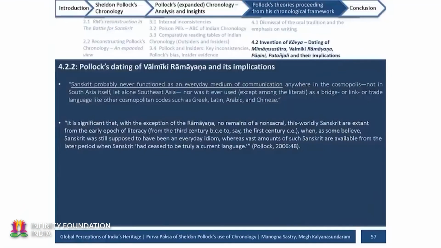In further trying to build a case around his bizarre dating of the Ramayana, Pollock holds forth on some of the roles that Sanskrit played, or rather did not play, in older premodern India. He says Sanskrit probably never functioned as an everyday medium of communication. It was never a bridge or a link language, which could have been used for trade and so on. And with this rather outrageous and ill-founded statement, he says that with the exception of the Ramayana, no remains of a non-sacral, otherworldly Sanskrit associated with any vyavaharika elements are present from the earlier epoch. And thus, whereas vast amounts of such Sanskrit are available from the later period.